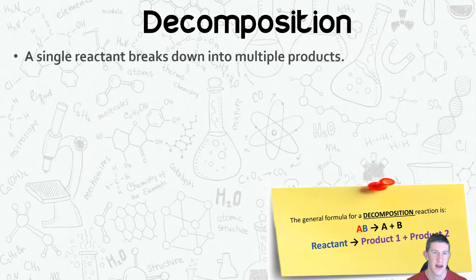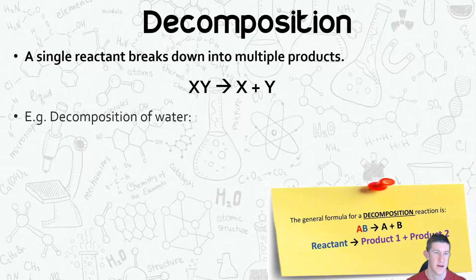Decomposition is the next one. Decomposition is when we have a single reactant and it just breaks down into multiple products on its own. So if we had some compound XY, without adding anything to it, it just decays, or what we call decomposes, into X plus Y, whatever those two pieces are.